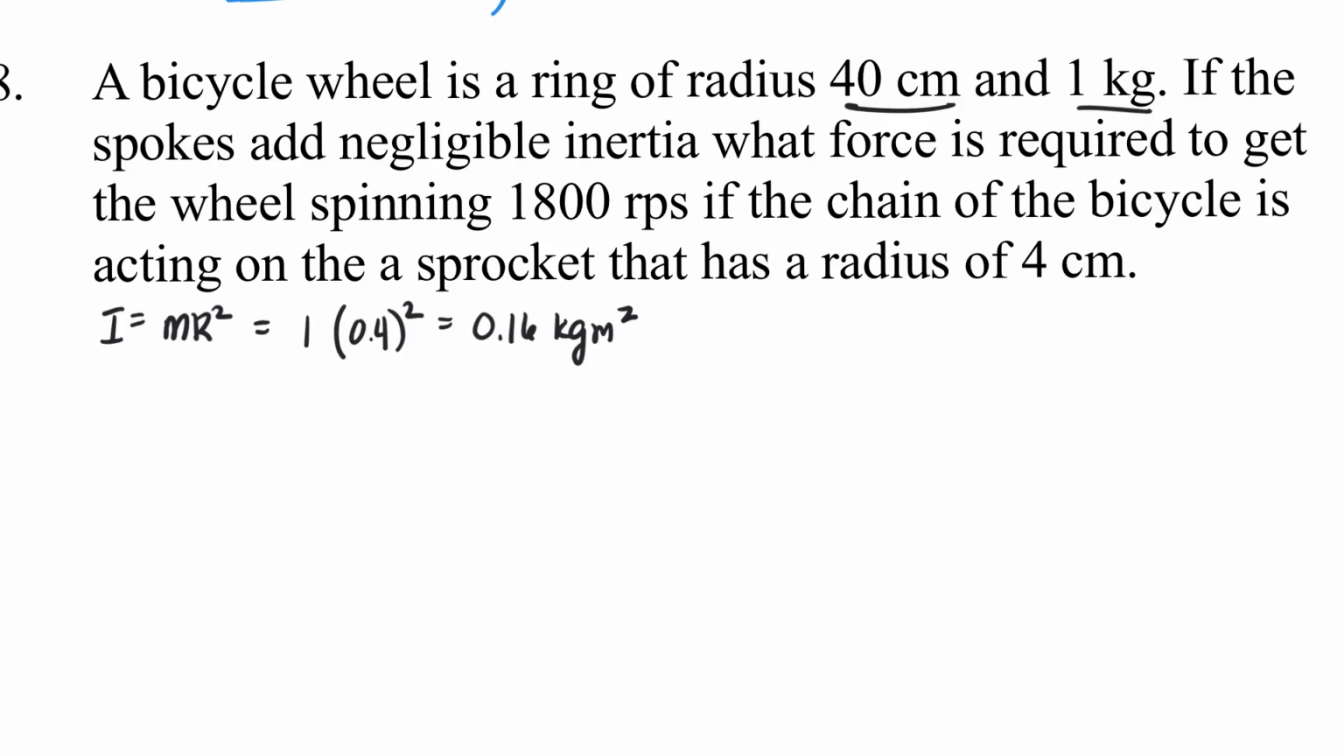We want to get the wheel spinning 1,800 RPS. So that's an angular speed, so 1,800 rotations per second. In order to do this, my alpha for Newton's law has got to be in radians, so I have to convert that to radians before I can use it. So 1,800 times 2 pi. So that's a lot, 11,304 radians per second.